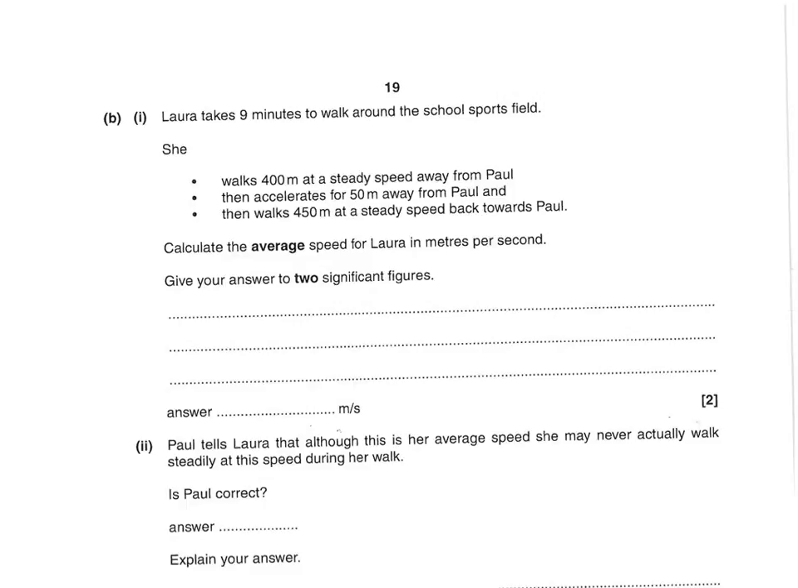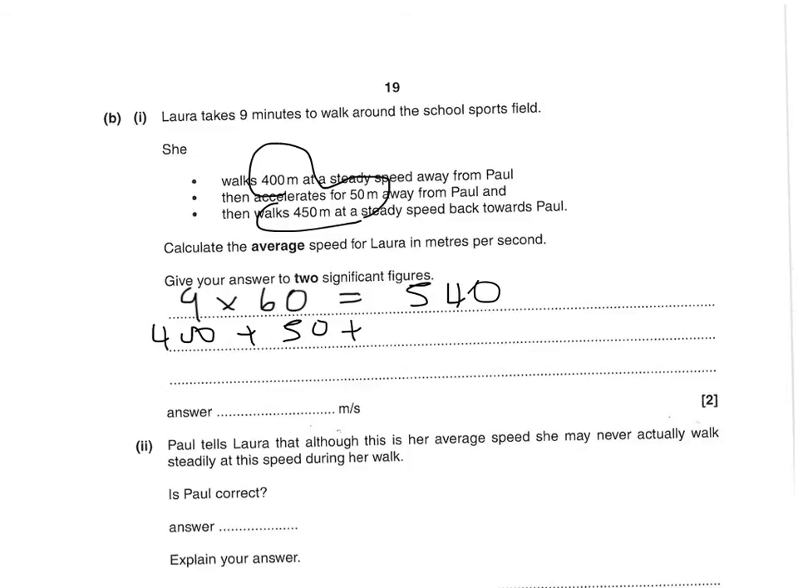So first thing, it wants it in metres per second, and it says 9 minutes. The first thing to do is to convert the 9 minutes into seconds, which is 9 times 60, and that gives you 540. And then for an average speed, you want to add together the total distance that she has travelled. So that's 400 plus 50 plus 450, which equals 900.